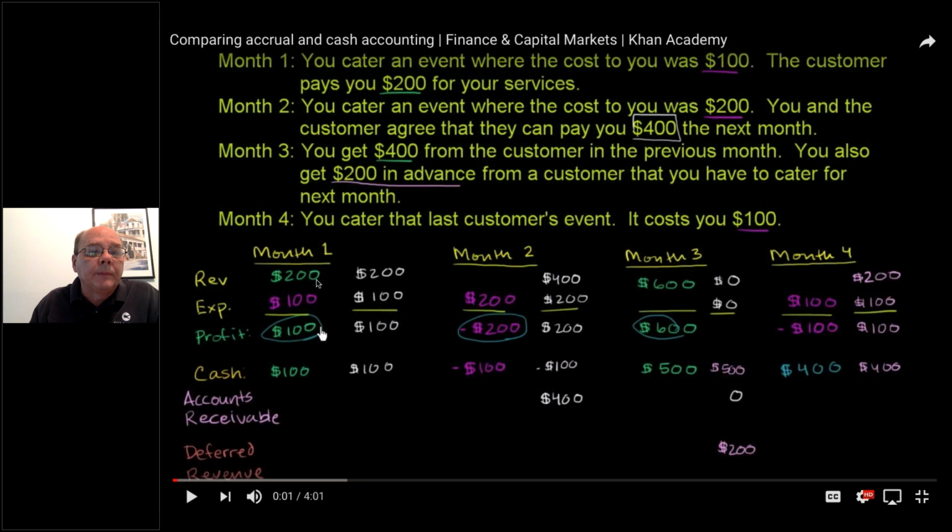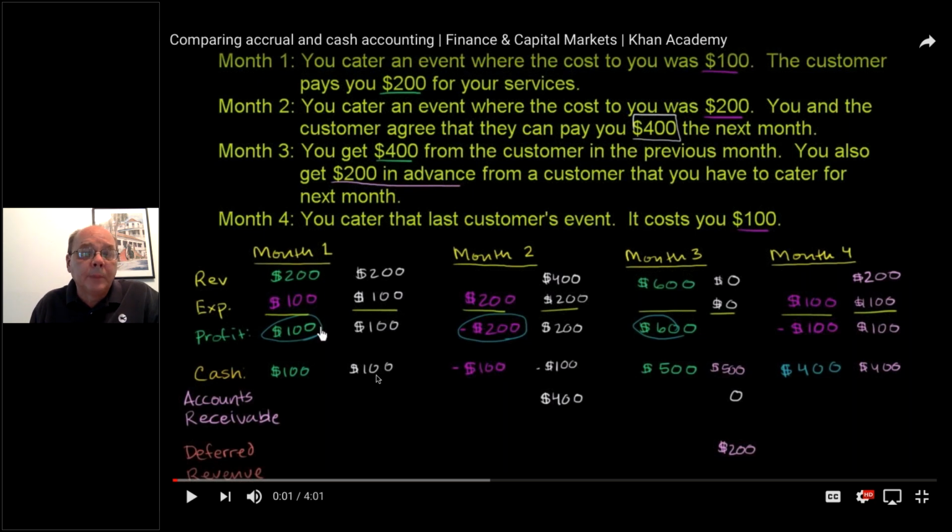So very simply, cash basis. You got $200 in, so you have sales of $200. You have expenses of $100, which means you're showing a profit of $100. Accrual basis accounting is exactly the same for the first month. And you can see you have $100 in your cash account. In month 2, though, things are going to change.